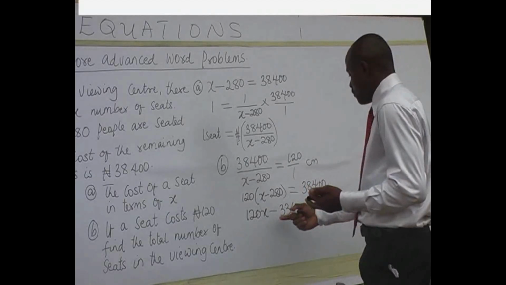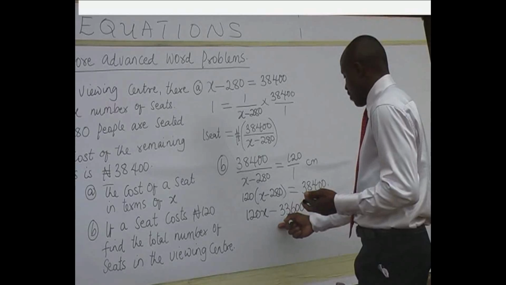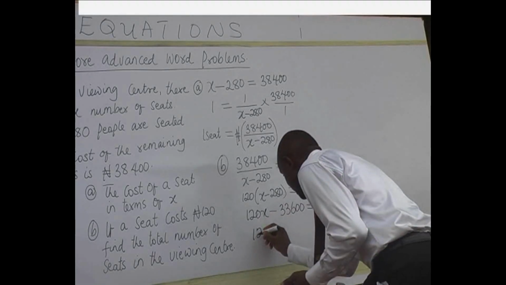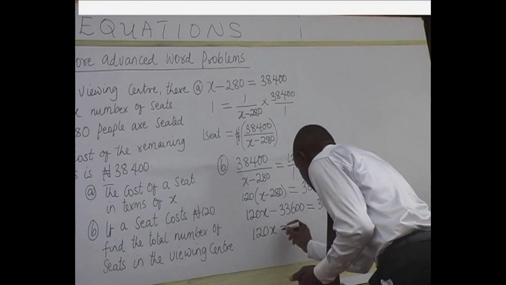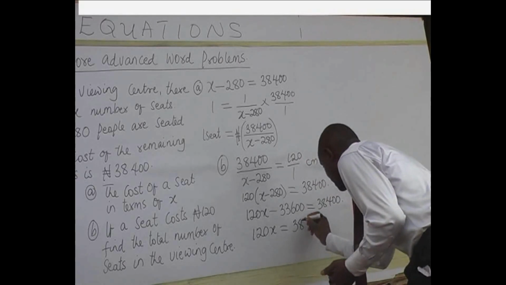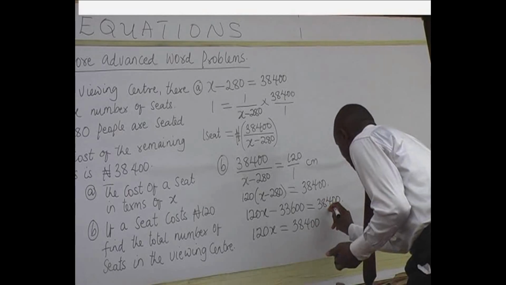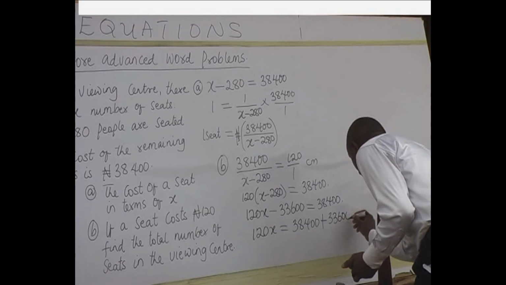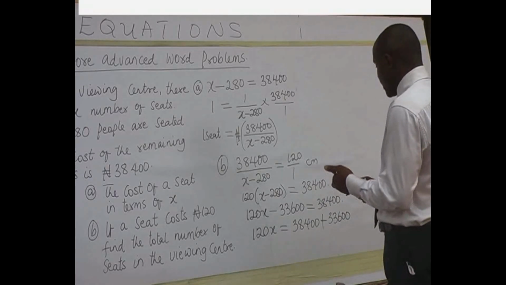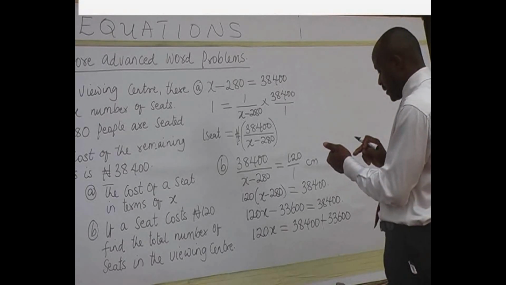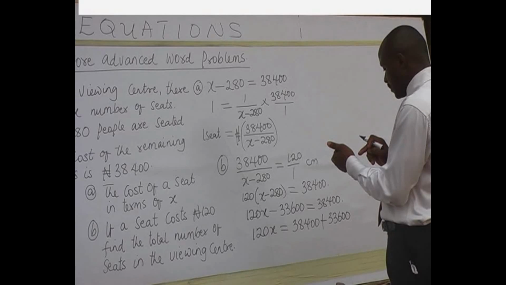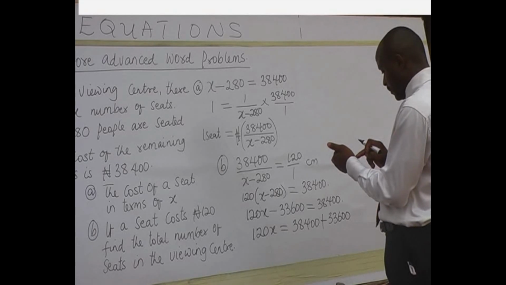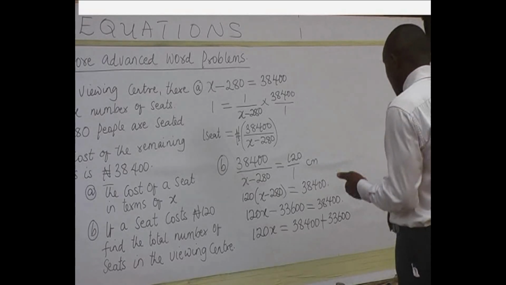Now, move minus 33,600 from the left-hand side of the equation to the right-hand side. I hope you know it will change to plus. That means in the left-hand side, you're going to have 120x only left, equal to 38,400 now plus, instead of minus, 33,600. If you add 33,600 and 38,400, you are going to have 72,000.